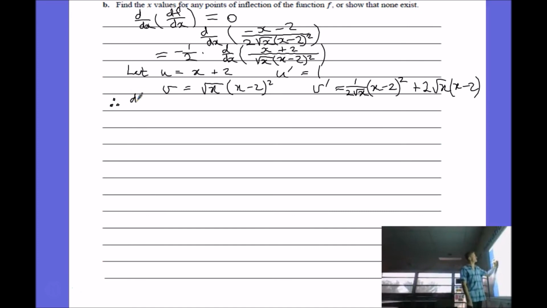Alright, so let's put it together. Therefore, our second derivative of f, altogether what do we get? We're going to start with the v function. We're doing a quotient rule. So square root of x minus 2 all squared multiplied by the u dash function, which is number 1. Ooh, nice. Subtract u times v dash. (x plus 2) multiplied by all this. Not fun.